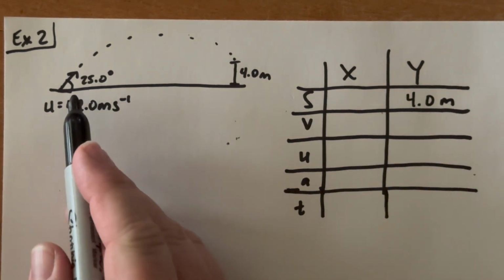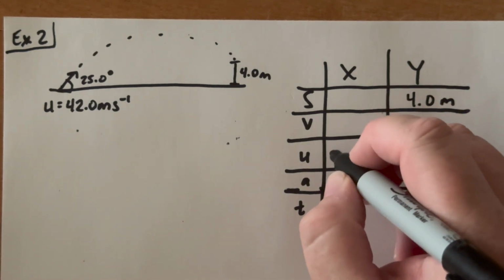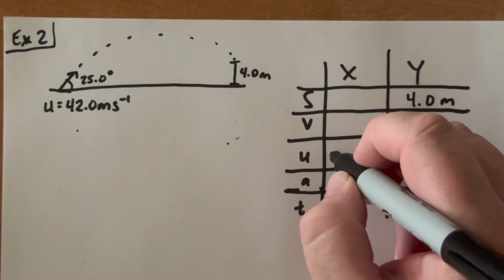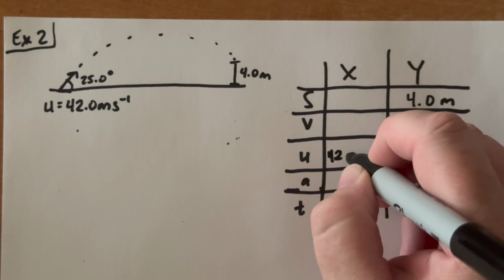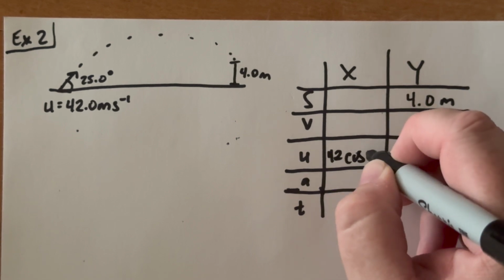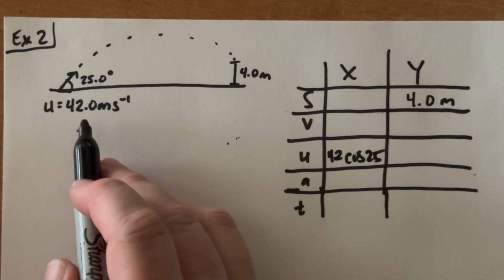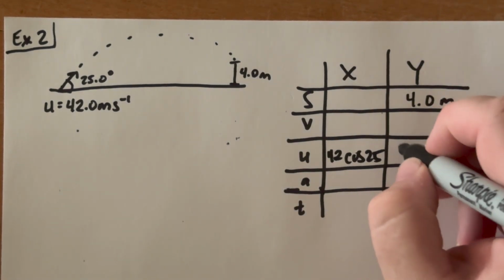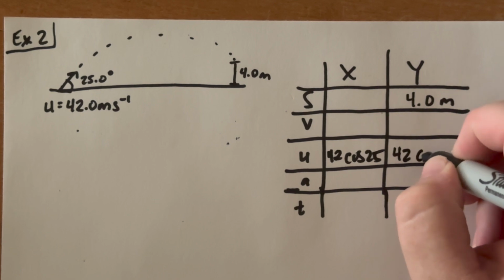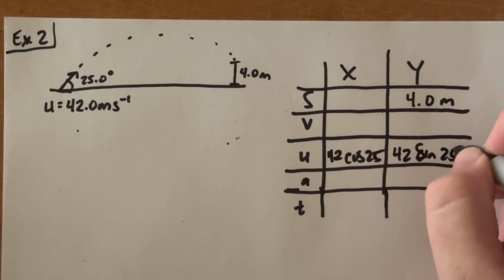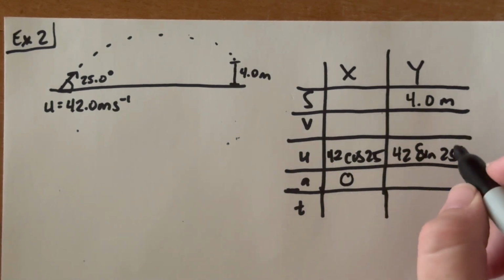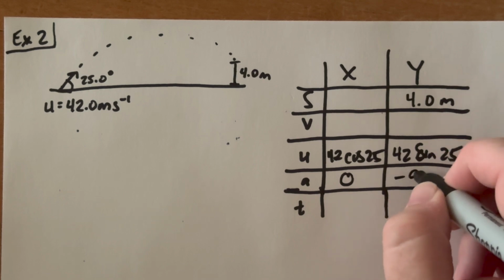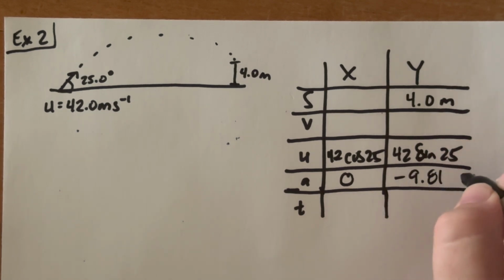We know that our initial velocity, we can break that down to u cosine of theta here. So for x, we have our u is 42.0. I'm going to write 42 cosine of 25. We are going to keep 3 sig figs in these, but it doesn't fit very well here. And 42 sine of 25 here. And we also know our acceleration in the x direction is 0, and our acceleration in the y direction is negative 9.81 meters per second squared.